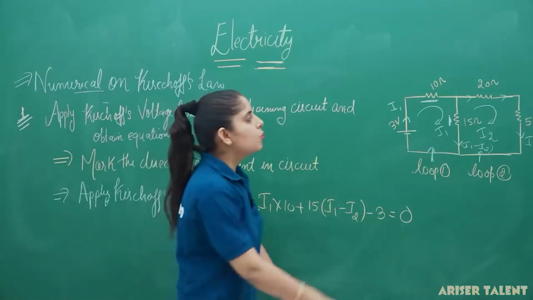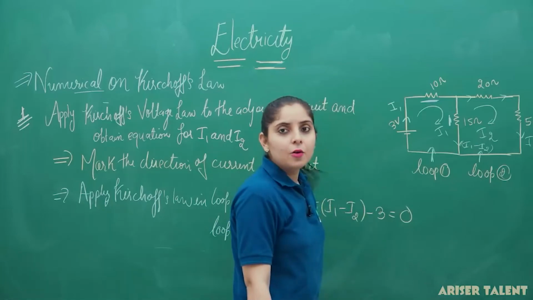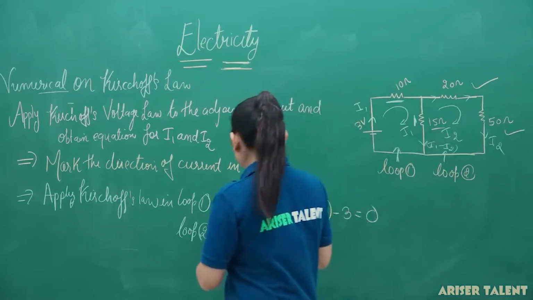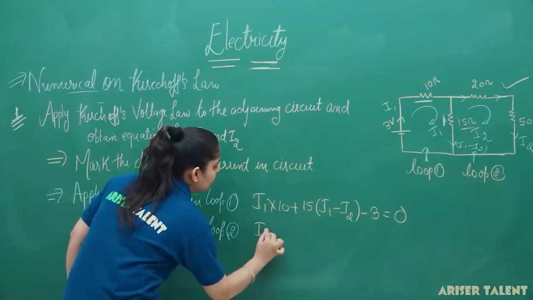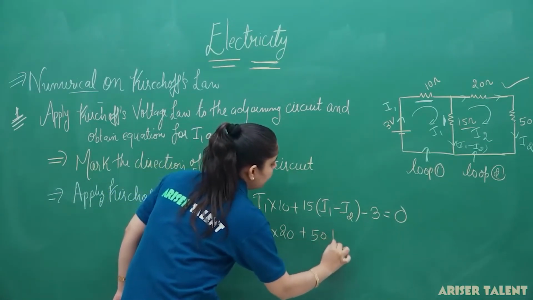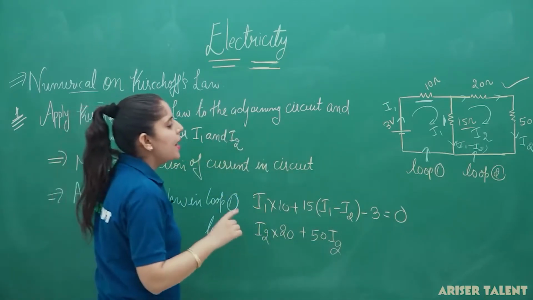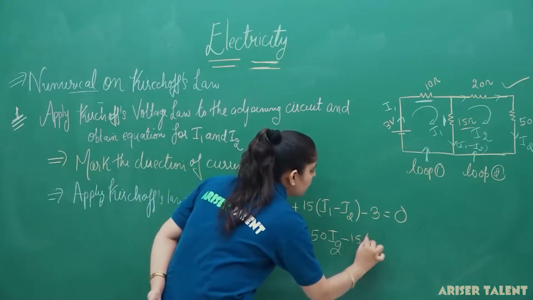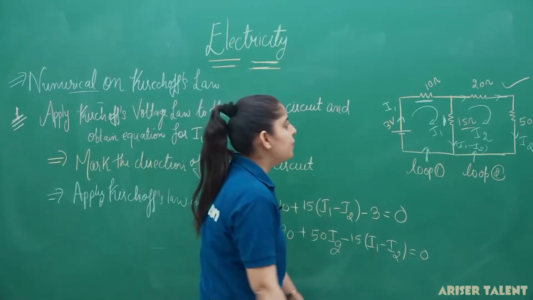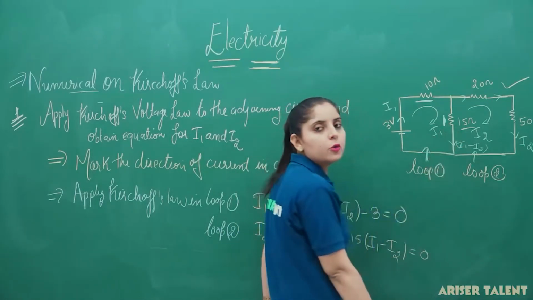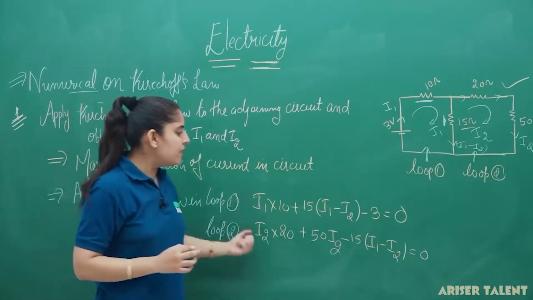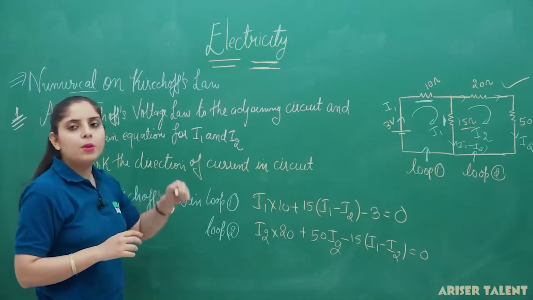Now let us take loop 2. How many resistances are connected in loop 2? You can see that we have 3 resistances, 20 ohm, 50 ohm and 15 ohm. So it must be equal to 20 I2 plus 50 I2 minus 15 (I1 minus I2). Now, why am I taking the minus 15 here? Because we are going in the direction opposite to that of the current. So these are the two equations we are getting for loop 1 and loop 2.